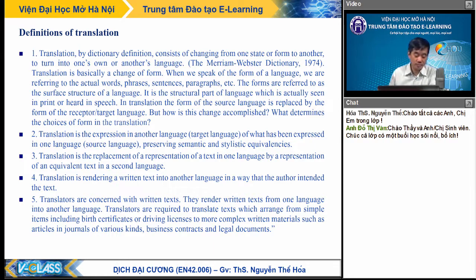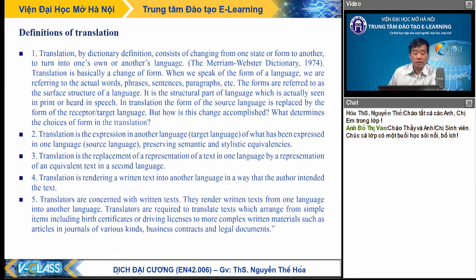And vice versa, when we translate from Vietnamese into English, in this case, Vietnamese is the source language and English is the target language. Okay, now the third definition: translation is the replacement of the presentation of a text in one language by the presentation of an equivalent text in a second language.